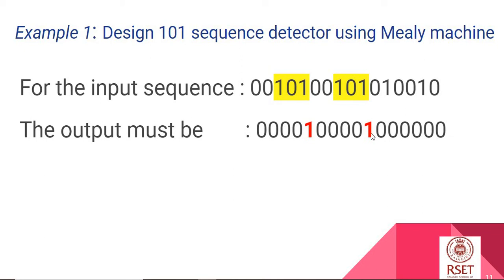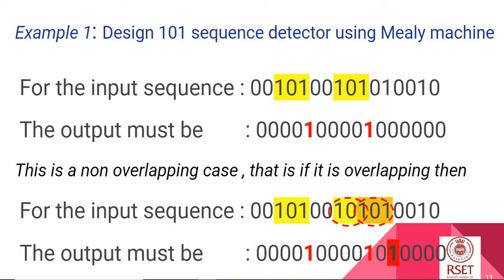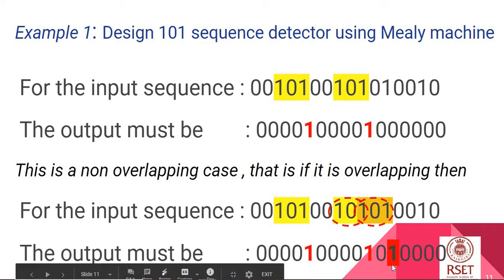Now for this case, we can think of two different approaches. We call it an overlapping case and a non-overlapping case. So this is a non-overlapping case, what we have just seen. It could also have an overlapping case. That is, you can see that here there is a 101. Then again, if you start the sequence from here, you will have 101 and an output 1. So this is an overlapping case, while here it is a non-overlapping case.